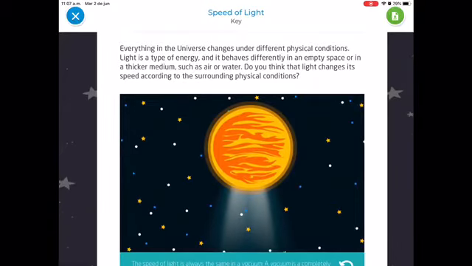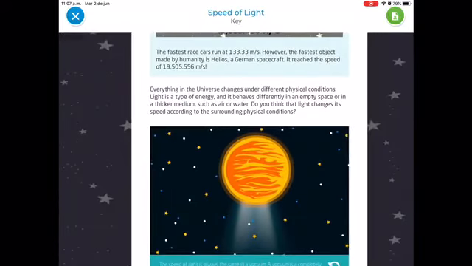Everything in the universe changes under different physical conditions. Light is a type of energy and it behaves differently in empty spaces or in a thicker medium, such as air or water. Do you think that light changes its speed according to the surrounding physical conditions? For example, if I put water in a glass and compare it with an empty glass, do you think light is going to get faster in the empty glass or in the glass that has water?